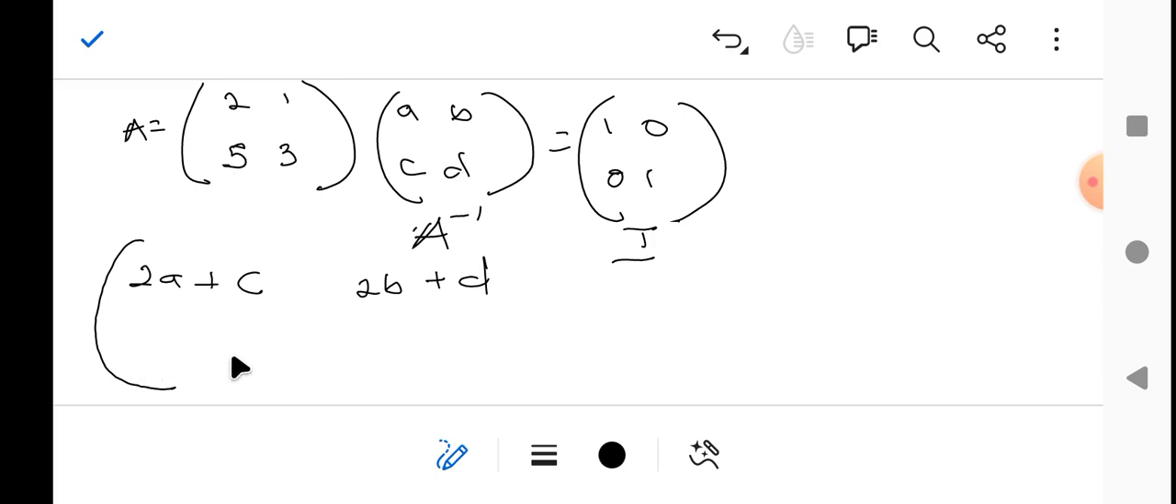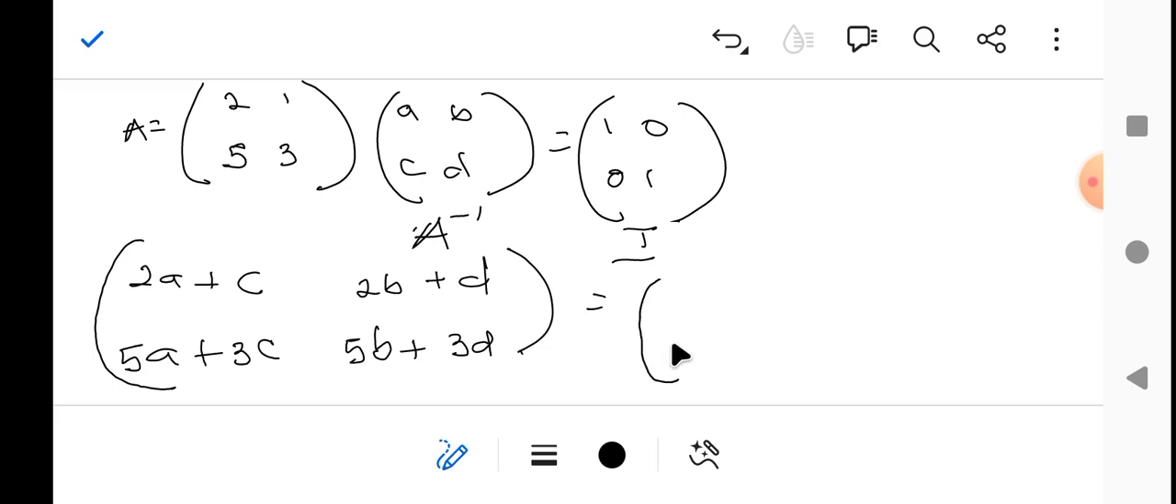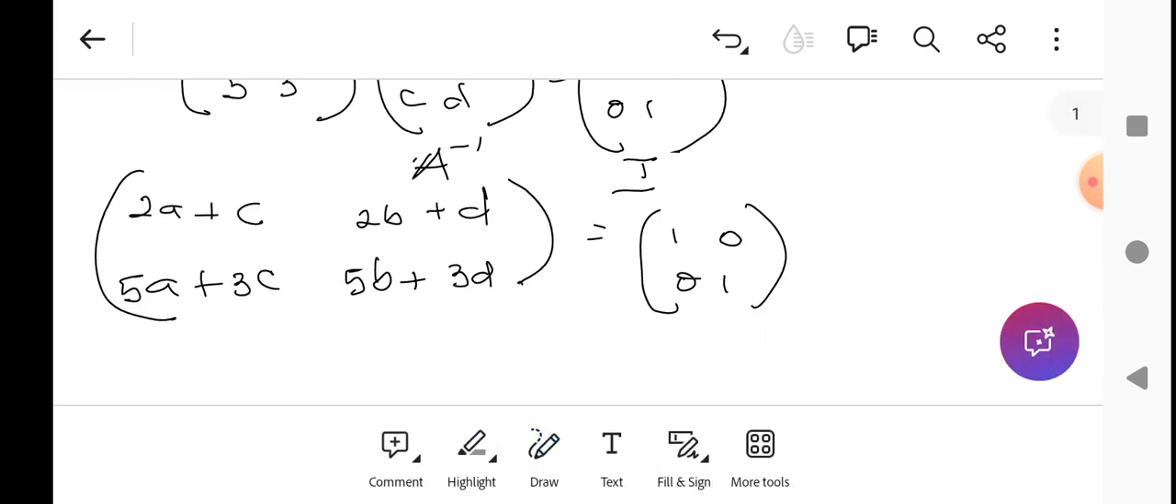We want to get the element in the second row, first column. So we have 5 multiplied by a, which is 5a, plus 3c. The last element will be 5 multiplied by b, which is 5b, plus 3 multiplied by d, which is 3d. Now this should give us the identity matrix, which is 1 0 0 1. Fantastic. Now what do we have to do next?